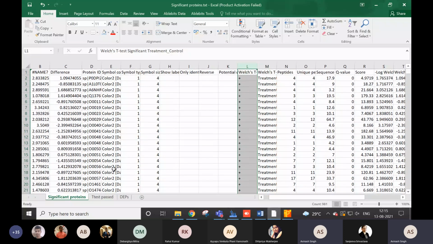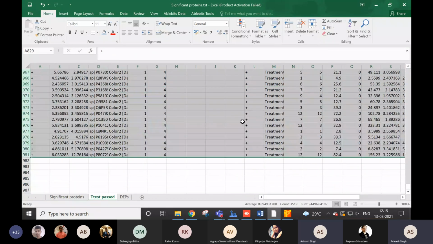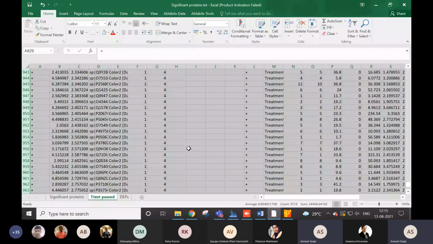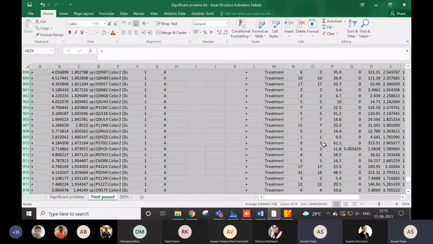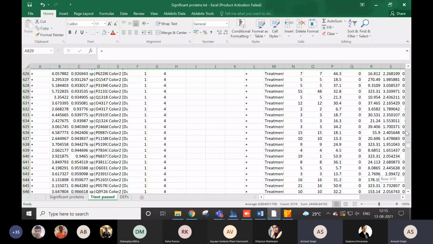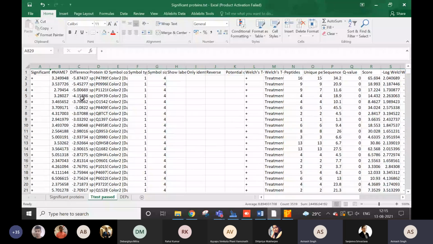So I have also already sorted. So you have to do the normal sorting thing. Just select this column and sort A to Z, and select all and keep, and select all the t-test pass protein. Here I've selected all the t-test pass protein, and after that I have sorted all the columns on the basis of their fold change criteria. So here I kept the fold change criteria.